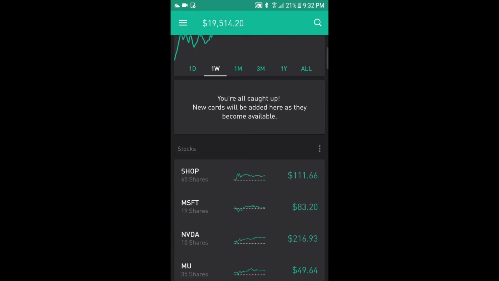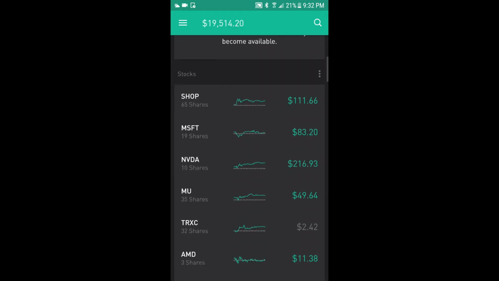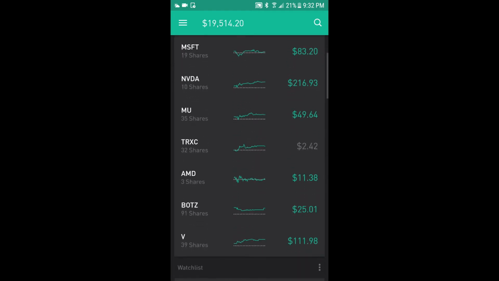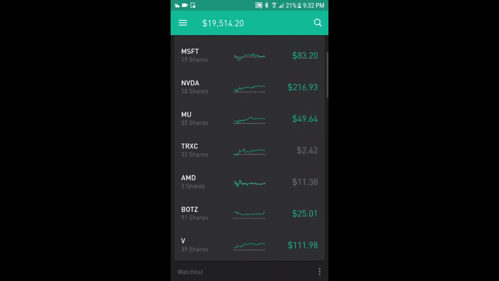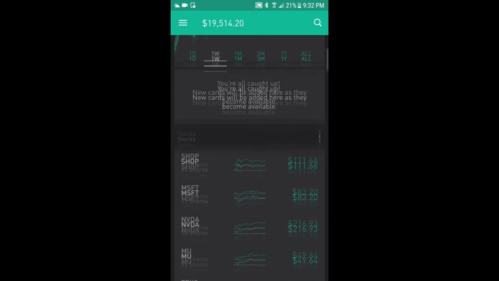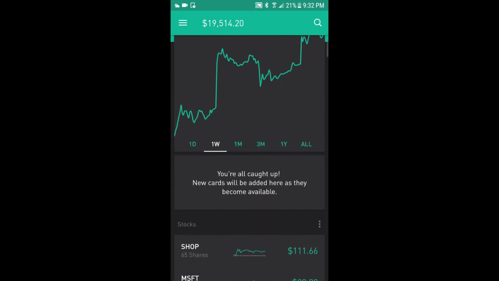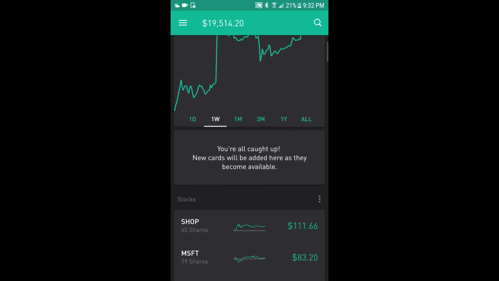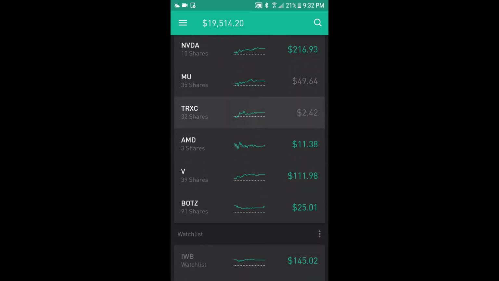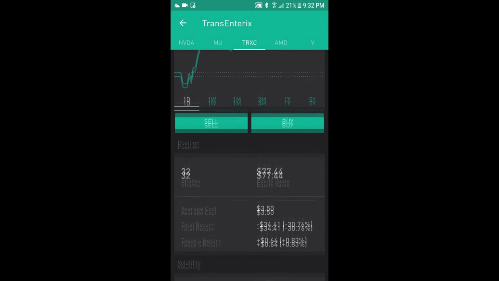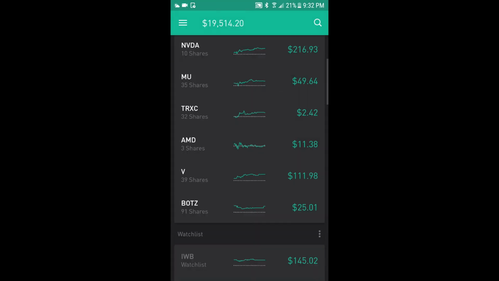Now going down, we can see all of the stocks that we're holding. Robinhood automatically puts them up at the top for you, but in Robinhood, you can hold down and change the position of that stock inside your portfolio. Like for me, I have Shop all the way at the top because it's my most important stock, and it's probably the most volatile outside of TRXC, which I don't really care about, to be honest.